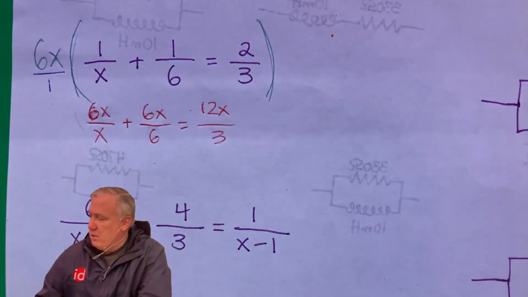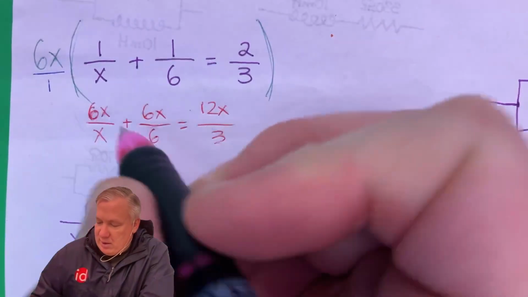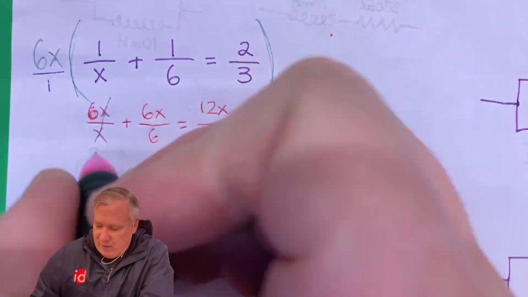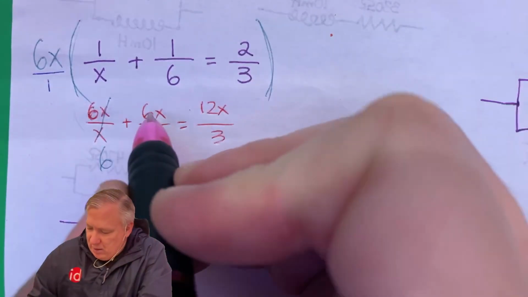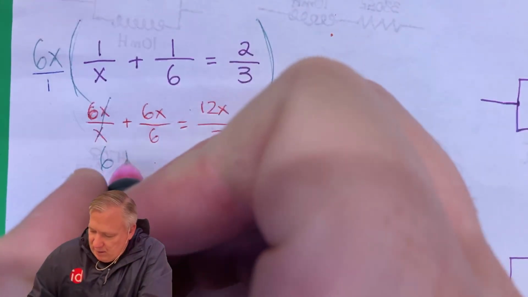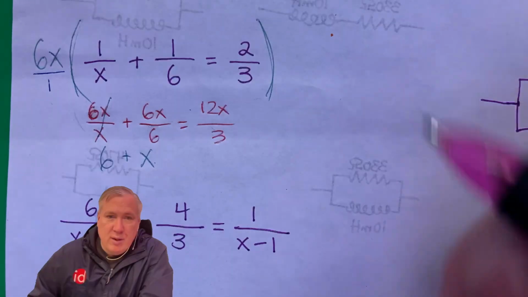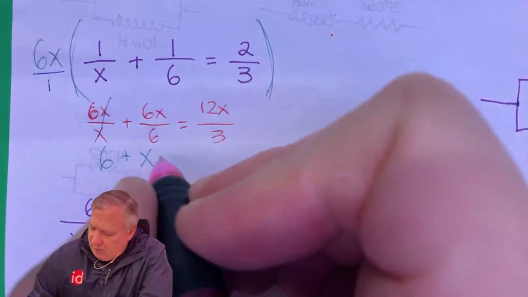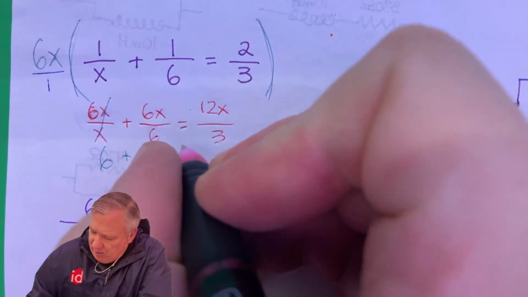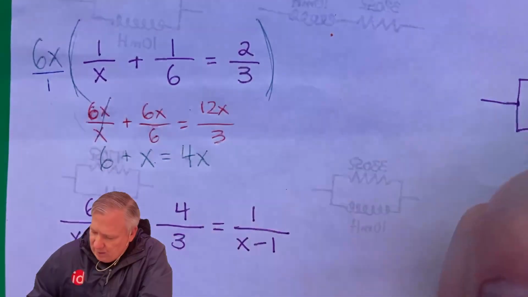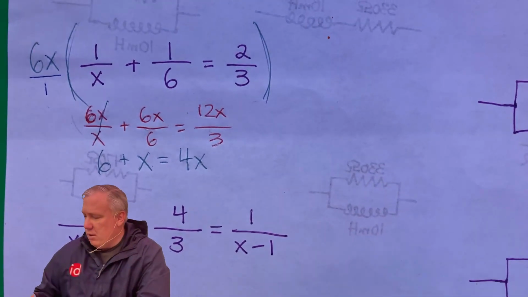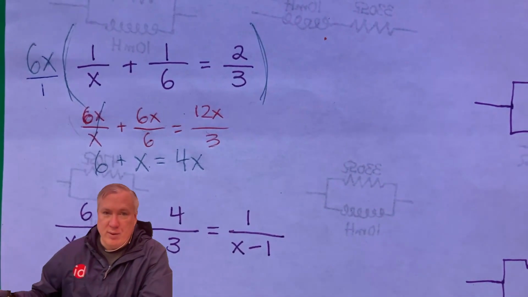And then I can just simplify this. What's 6x divided by x? Well, that cancels, leaving just 6. What's 6x divided by 6? Well, that's just x. And then what's 12x divided by 3? That is 4x.